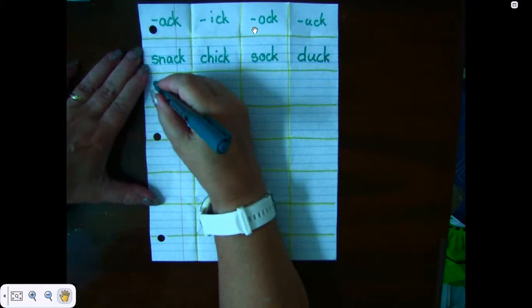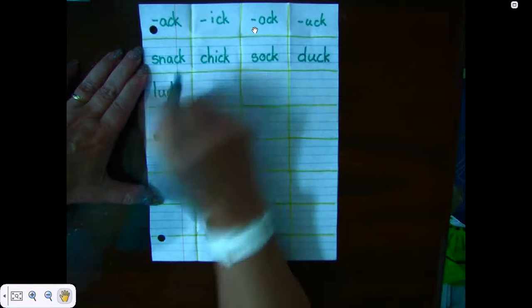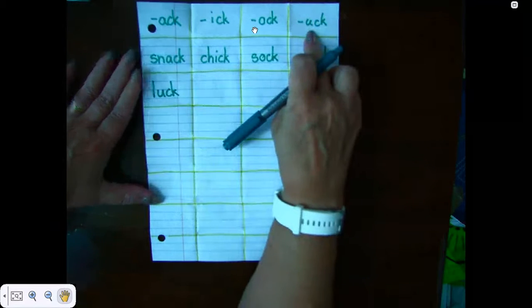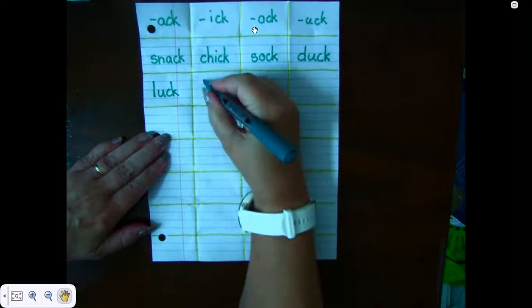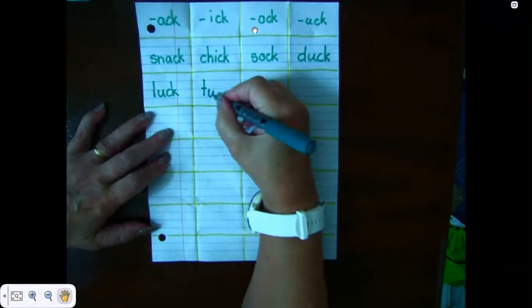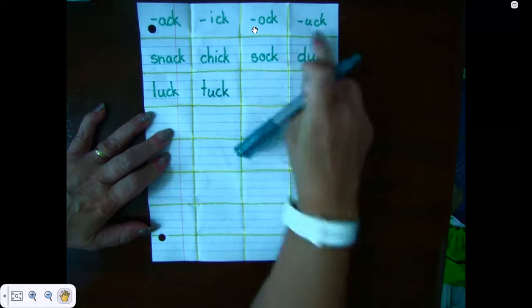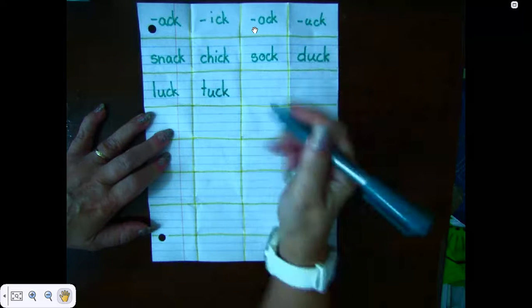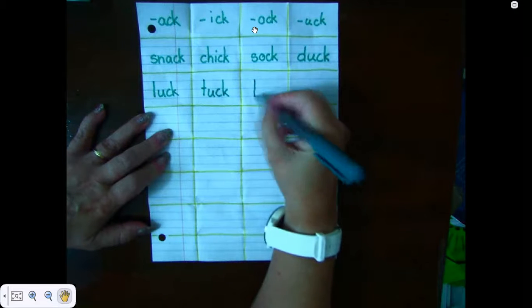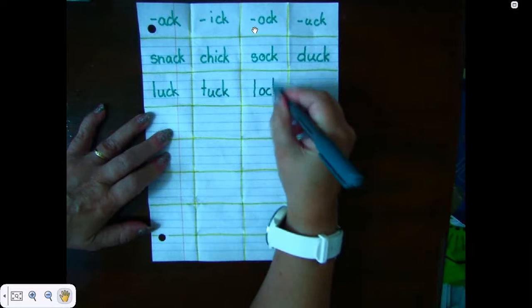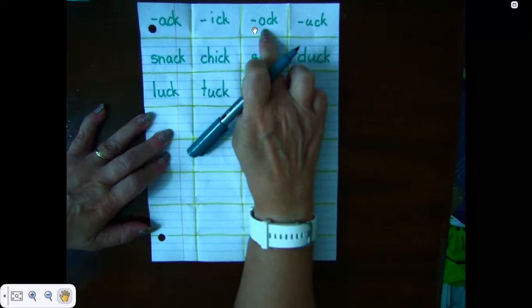Luck. Luck has the uk ending, so it goes in this column. Tuck. It has the uk ending, so it goes in my last column. Lock. Do you lock the door? Lock. It has the ok ending, so it goes right here.